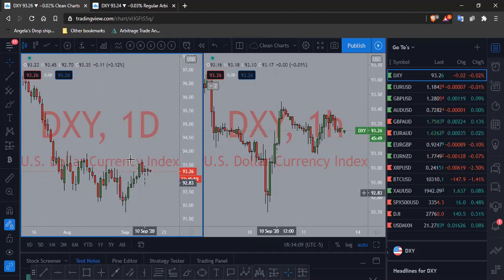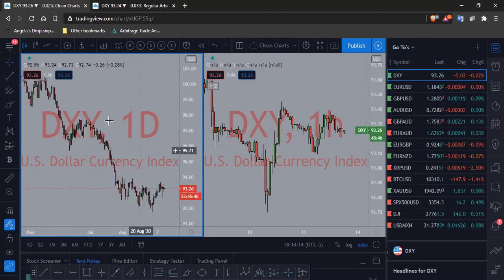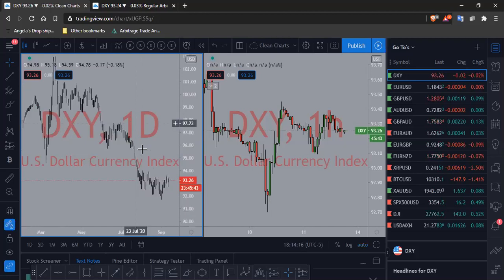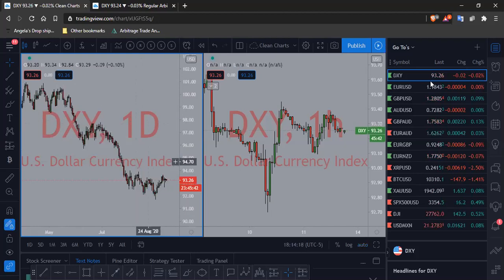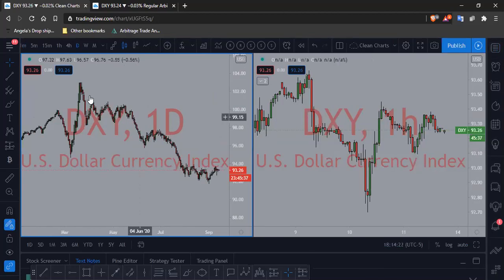All right, so on the daily time frame, what we can notice is that obviously the dollar is in a huge downtrend. It's been selling. We can see that the dollar has been selling since March 23rd, around the time where this whole COVID started. That's when the dollar has steadily been dropping.